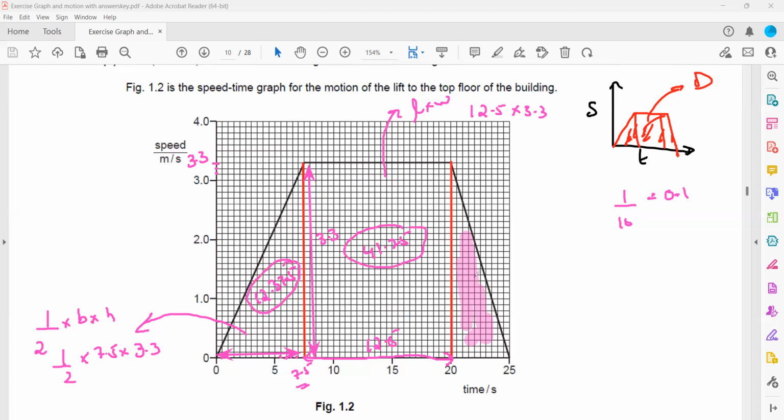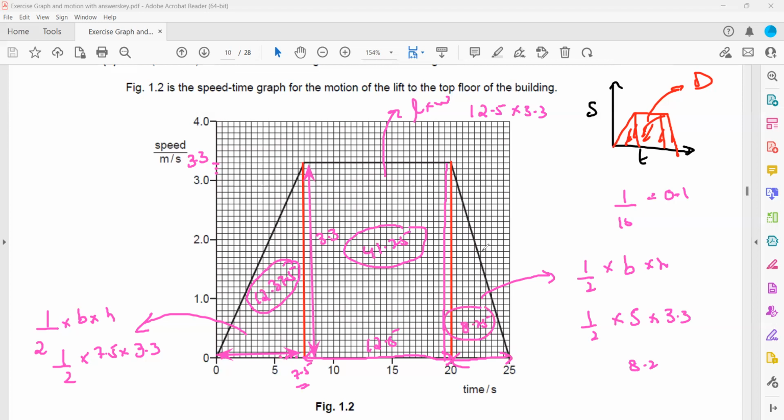12.375 is the area of the first triangle. Now we'll calculate the area of the last triangle, which is half base times height. So half, what about the base? It is starting at 20 and ending at 25, so that's equal to 5. And the height is the same as 3.3. So half times 5 times 3.3 is equal to 8.25. So this answer is 8.25.